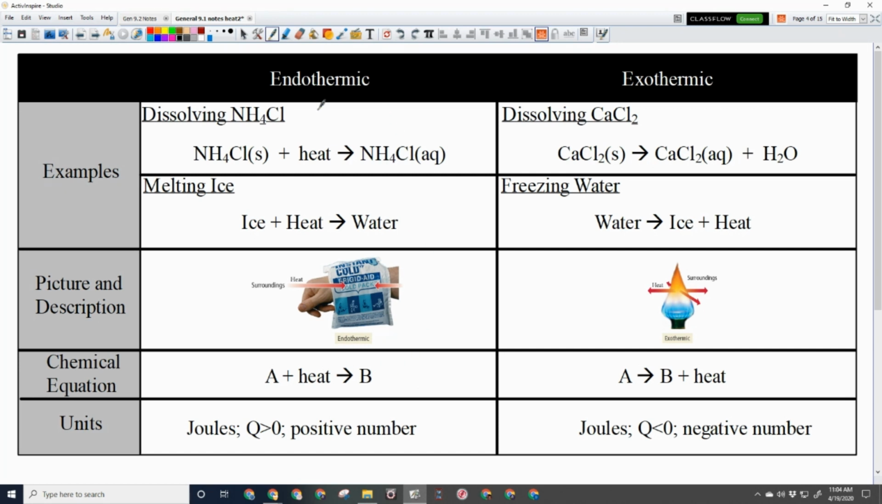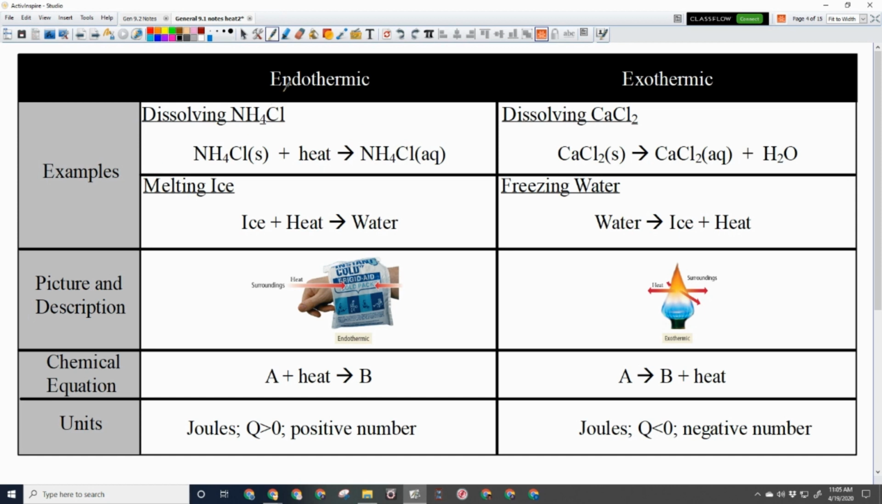All right, endothermic and exothermic, some examples. Here, dissolving ammonium chloride. In order for ammonium chloride to dissolve into an aqueous solution, heat has to be added to that. It's going to get this source of heat either from putting ammonium chloride in a beaker and putting it on a hot plate, or from the surroundings. But heat is going inside the system to allow this to become an aqueous solution.